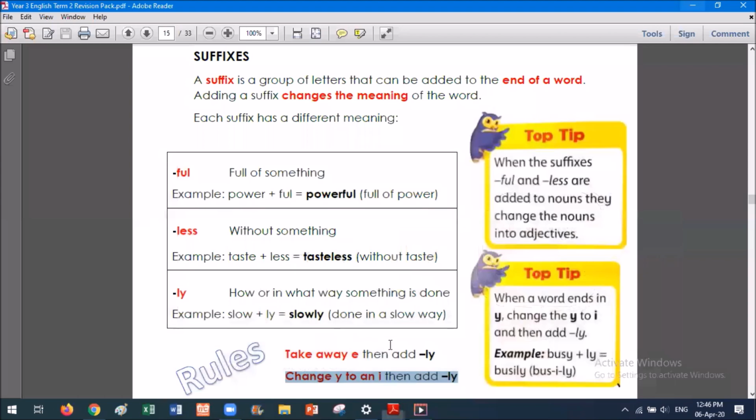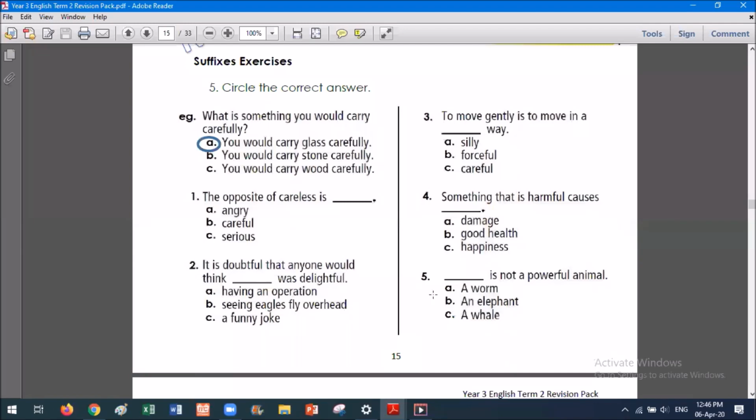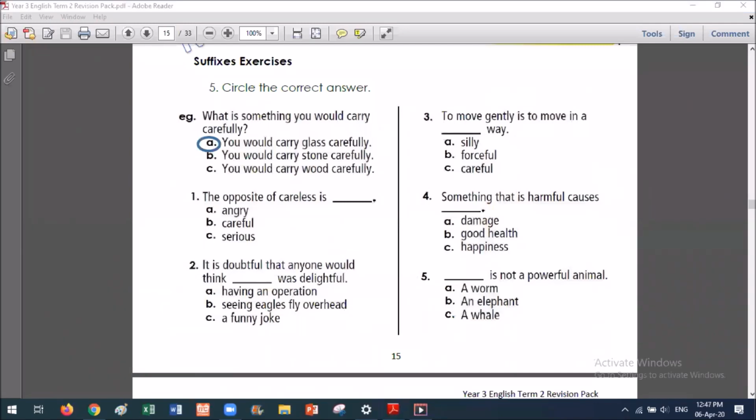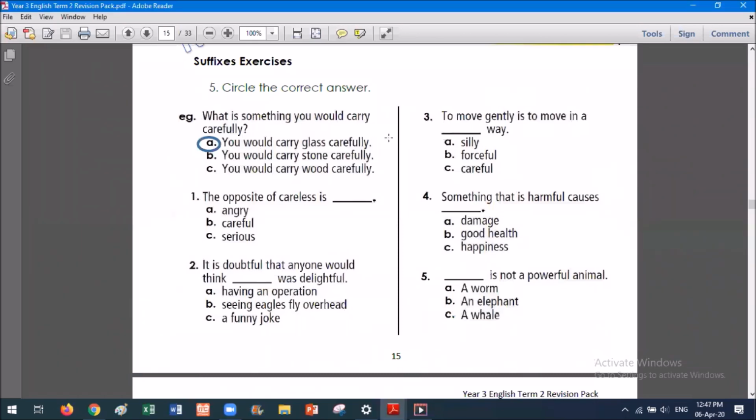Okay, so what I want to do now is go through a couple of the exercises with you guys. I want you to make sure you have open page 15, please. So here are the suffixes exercises. You're going to circle the correct answer. Here's the question. What is something you would carry carefully? Now, carefully is with care.